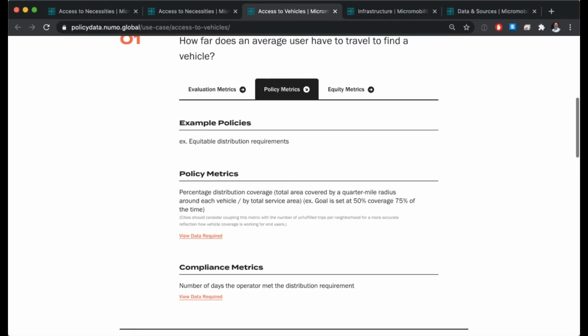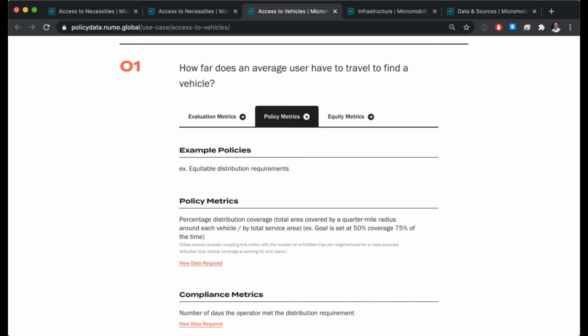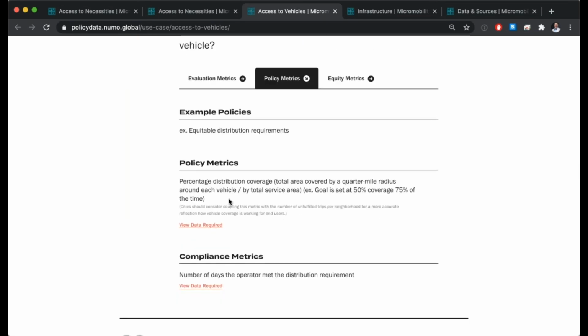I'm going to switch over here because it's got a notation. How far does the average user have to travel? In a number of places, we wanted to call out the need to combine metrics. In a couple of places, for example the distribution coverage, you'll notice a formula here, and that formula is taken from SFMTA in San Francisco and their distribution formula. But note that underneath, cities should consider coupling this metric with the number of unfulfilled trips per neighborhood for a more accurate reflection of how vehicle coverage is working for end users.